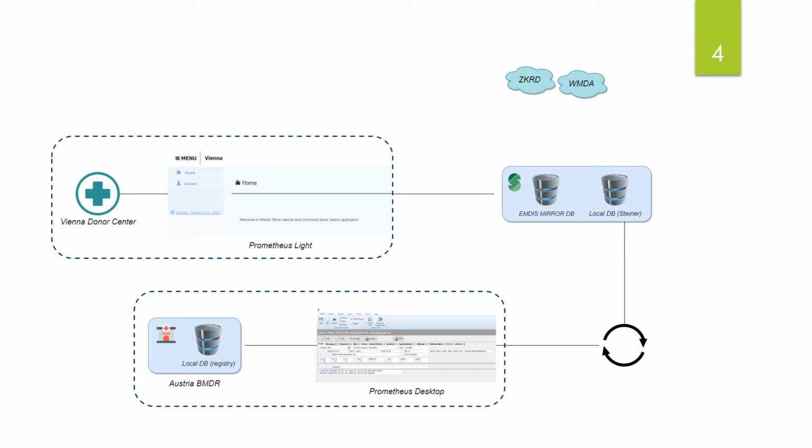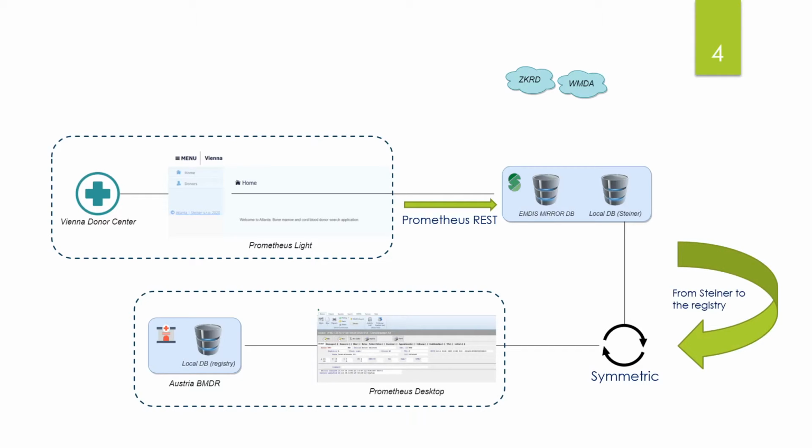Changes are saved using Prometheus REST service running on the Steiner server. These changes are saved to the local database on Steiner server. The data transfer and synchronization from the Steiner server to the Austrian registry is done via symmetric service. Firstly, the full data from the source database is loaded to the target database. Then only changes in the data on the side of the source database are sent to the target database.